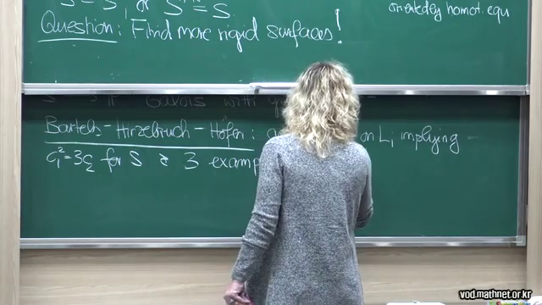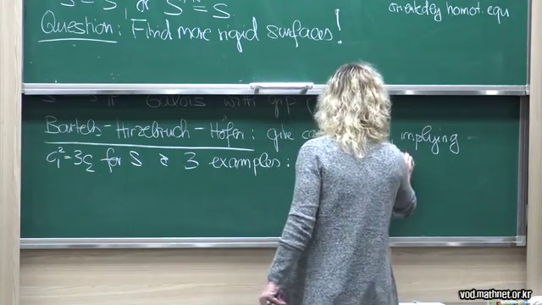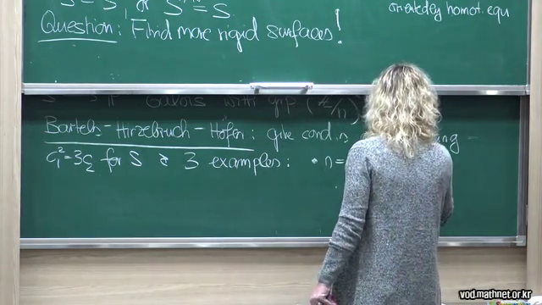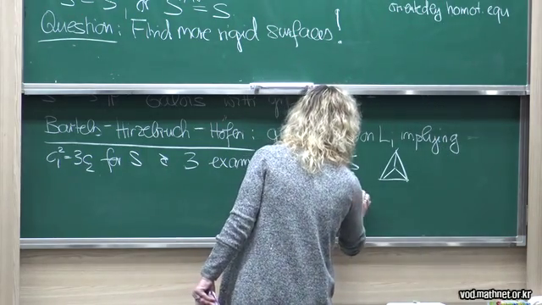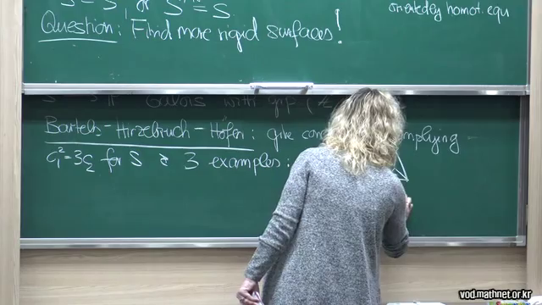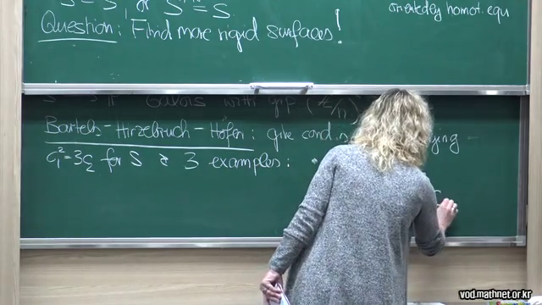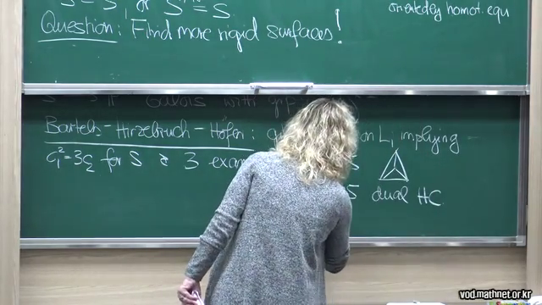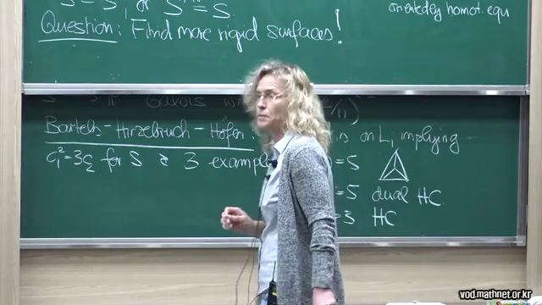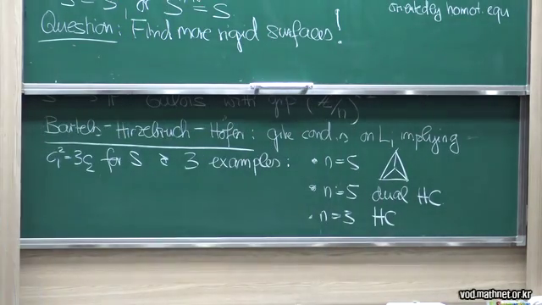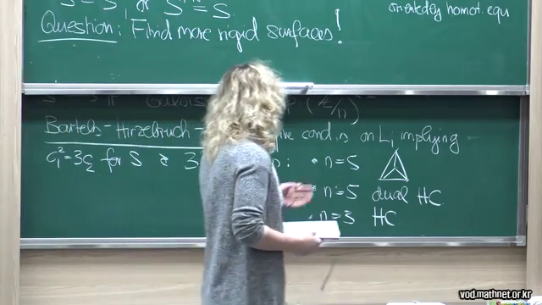So n is equal to 5, and you have the complete quadrangle. N is equal to 5, and the dual Hesse configuration, and n equal to 3, and the Hesse configuration, which was explained yesterday. So now, for the other n.